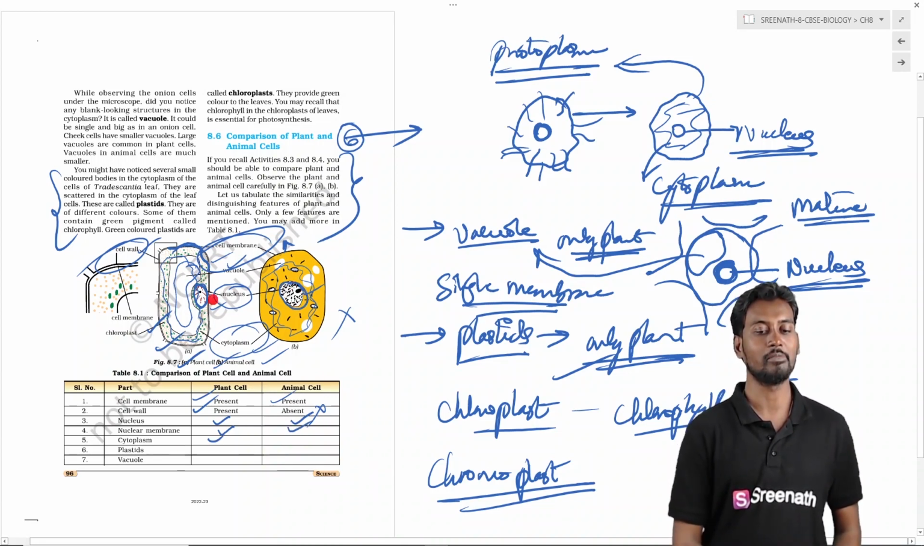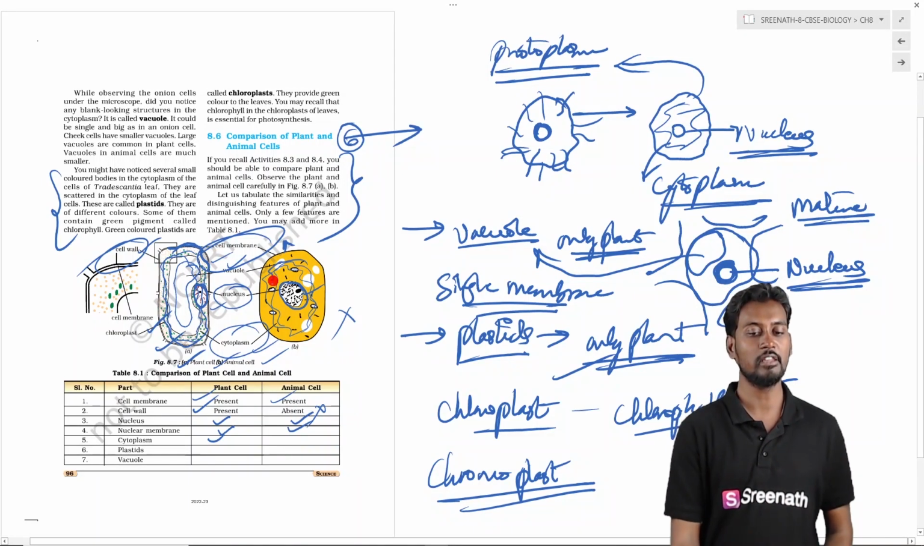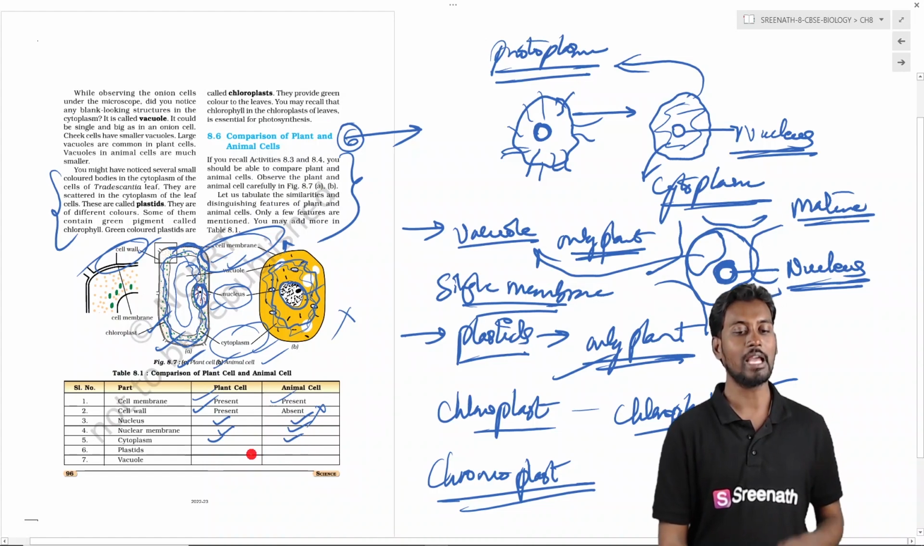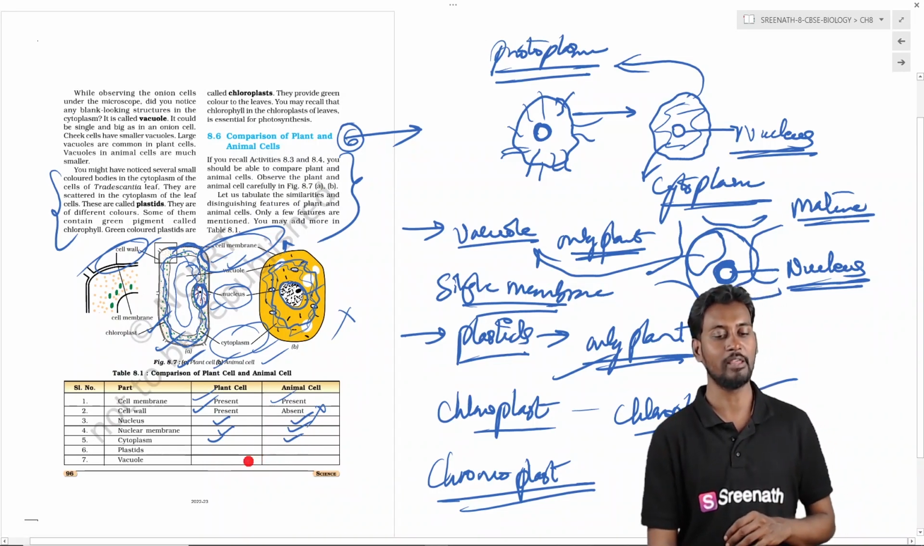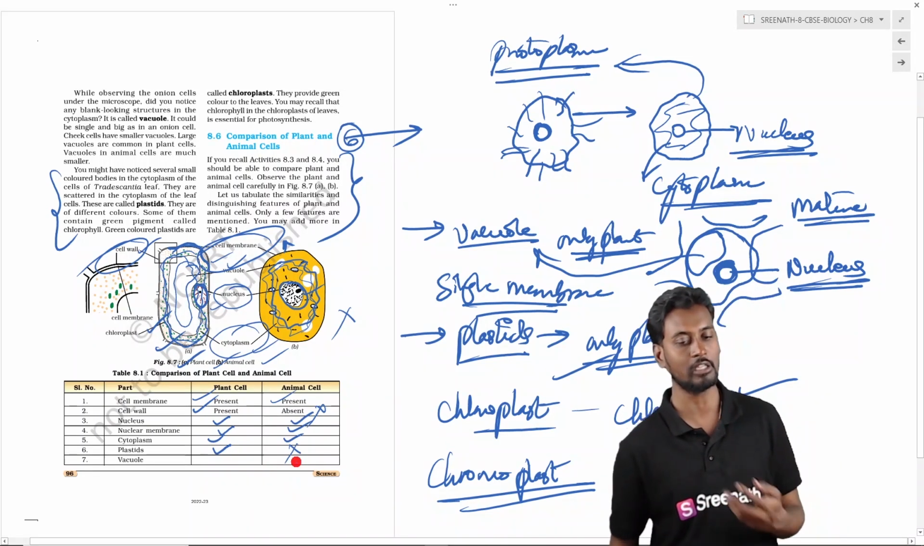Coming to cytoplasm, it is the transparent liquid which is surrounding the nucleus and the cell organelles, inside the cell membrane. That is called cytoplasm. Coming to plastids, basically the plastids are present in the plant cell, they are absent in the animal cell, for example chloroplast and the chromoplast.